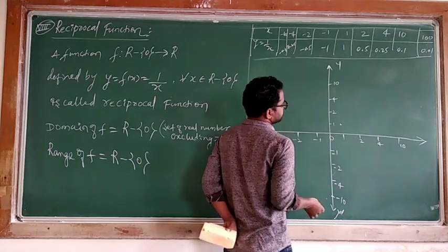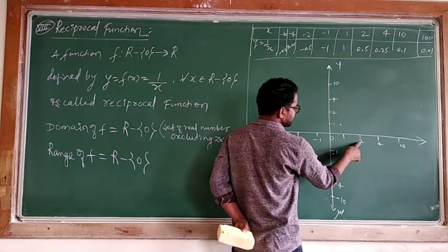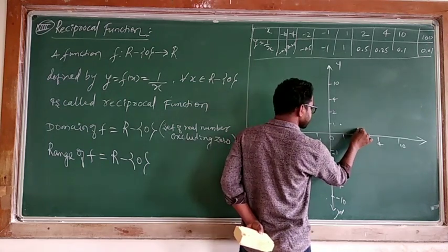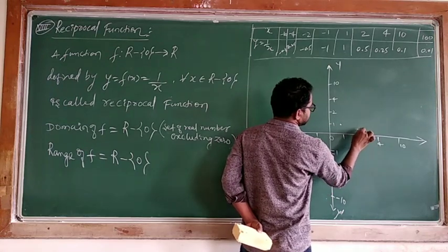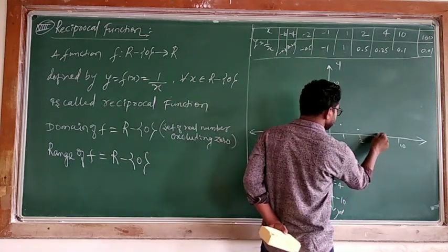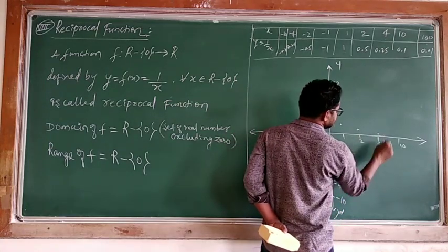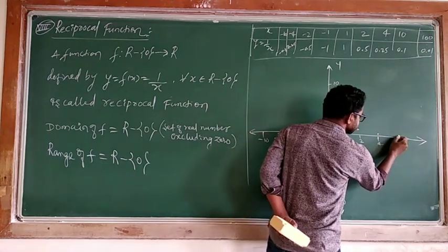When x is 2, y is 0.5. 0.5 means here you will get the middle of this. When x is 4, what will you get? 0.25. 0.25 means nearer to this. When x is 10, y is what? 0.01 means here you will get.